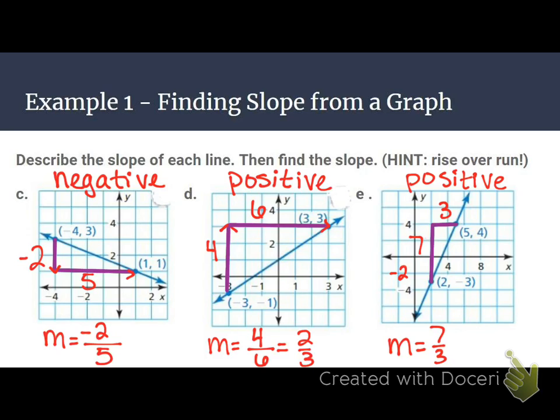Questions about finding slope from a graph? It's easy from a graph because you can just count your boxes. It's a little harder when they make the boxes worth more than 1, but we can still do it. Nothing else? We're good?